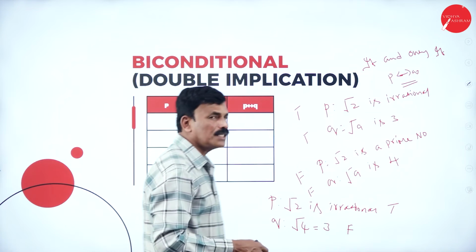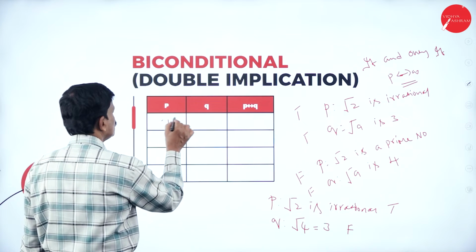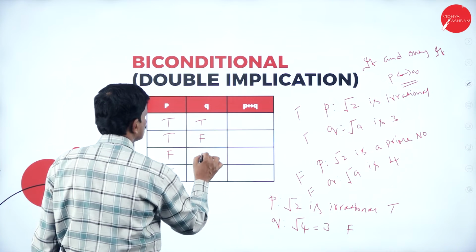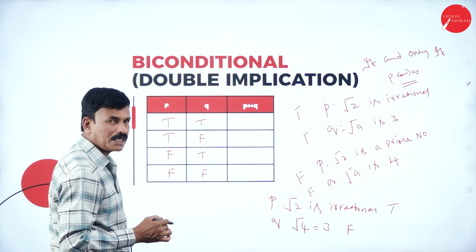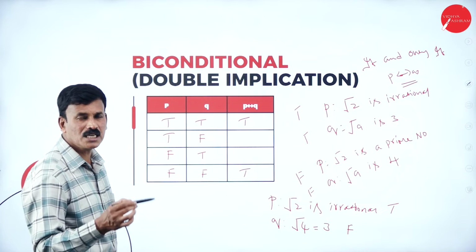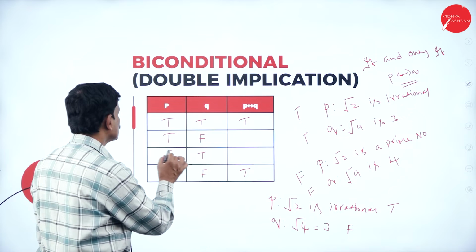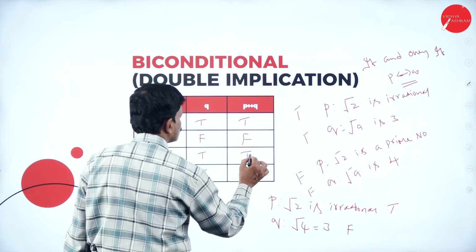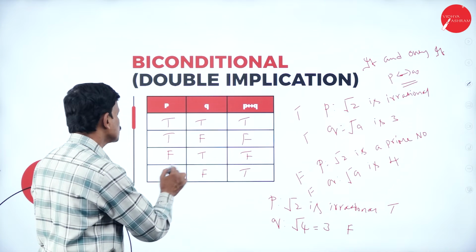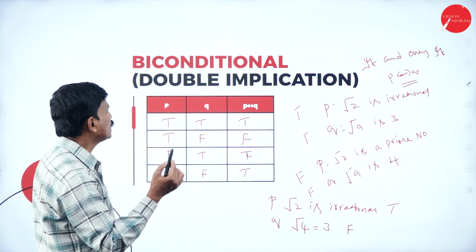So, how do we write the truth table for this biconditional? As usual, P and Q. P contains true, true, false, false, and Q contains true, false, true, false. The biconditional is true and true is true, false and false is also true. If both statements have the same truth values, T and T is T, F and F is also T. In other cases, T and F is F, F and T is also F. So, these are the truth values for biconditional statements.